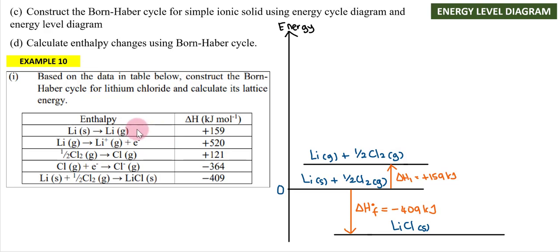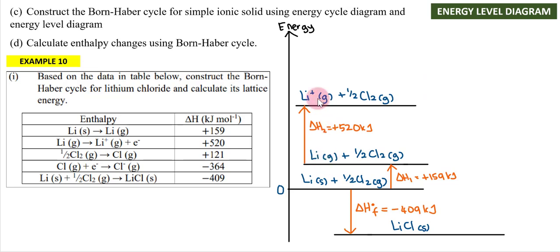Since the atomization of lithium just needs 159 kilojoules per mole, the distance between the elements and our gaseous atom of lithium here is just a small distance. It indicates that the energy needed is only 159 kilojoules. The bigger the value, the longer the arrow. Since here it is a positive value, the arrows will go upward.